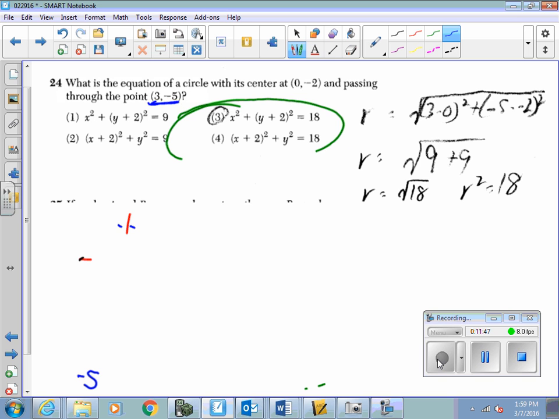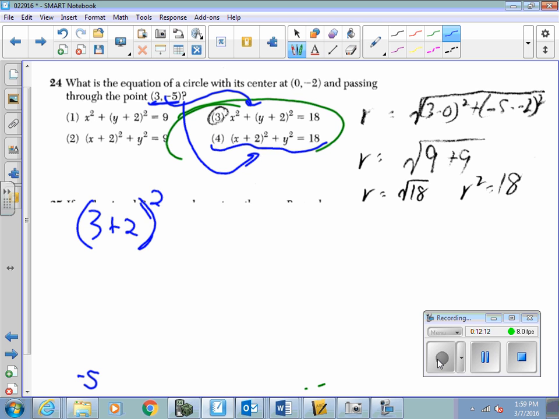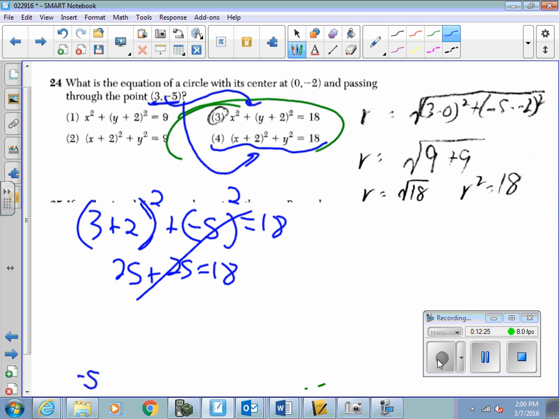Okay, now I can check my points. I'll check 3, negative 5. It's got to work in either one of these equations. So I'll check it in the one that doesn't appear to be the answer. And I'll try that. So it would be x, which is 3. So I'm plugging in my x and my y into this equation. So I'm going to have 3 plus 2, not 2, yes, 2. 3 plus 2 squared plus negative 5 squared is equal to 18. So I end up with 25 plus 25 is equal to 18. That obviously is not true.